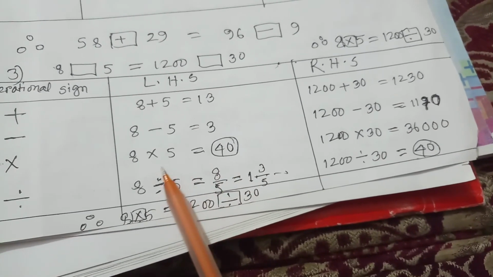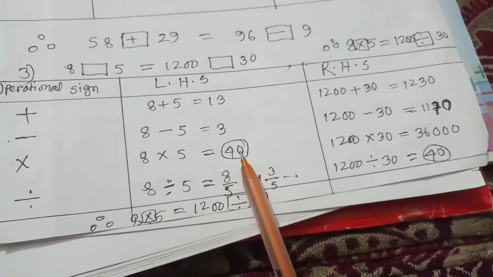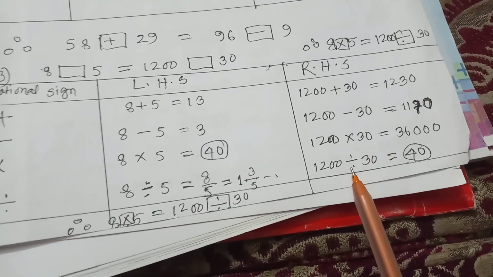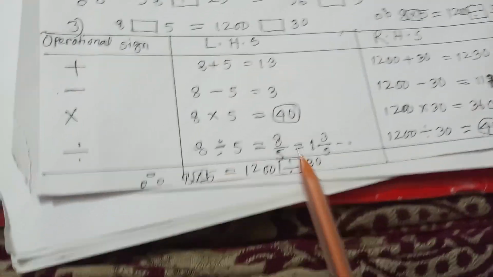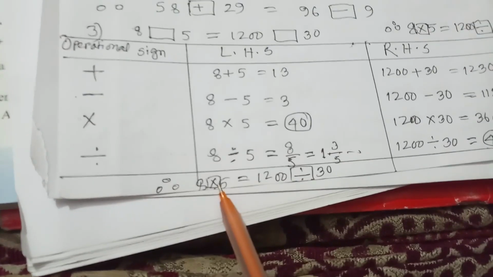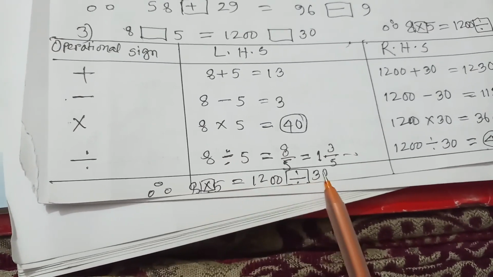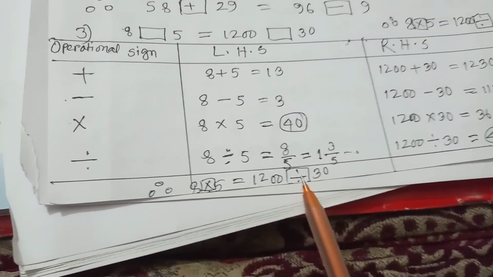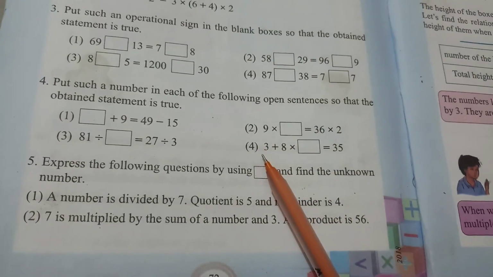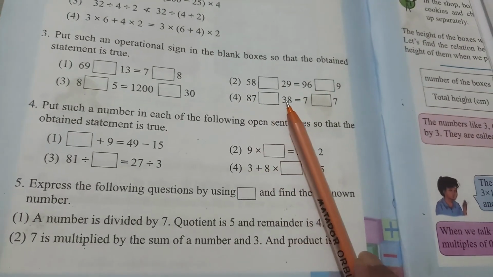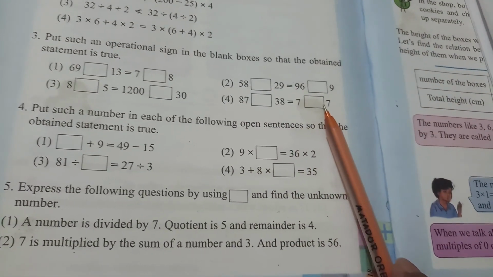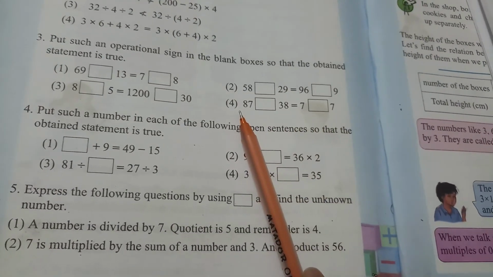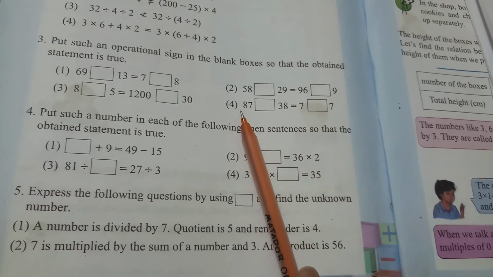Here the left hand side for multiplication is 40, and the right hand side for division is 40. So we can write 8 multiplied by 5 equal to 1200 divided by 30. The answer is multiplication on the left hand side and division on the right hand side. Okay everybody, last one: 87 box 38 equal to 7 box 7. You will try at home.